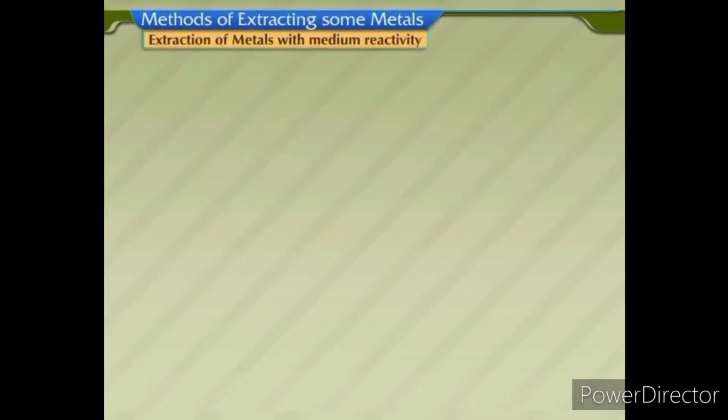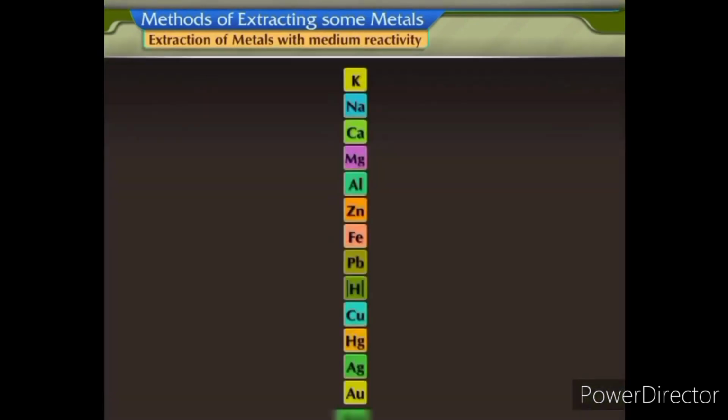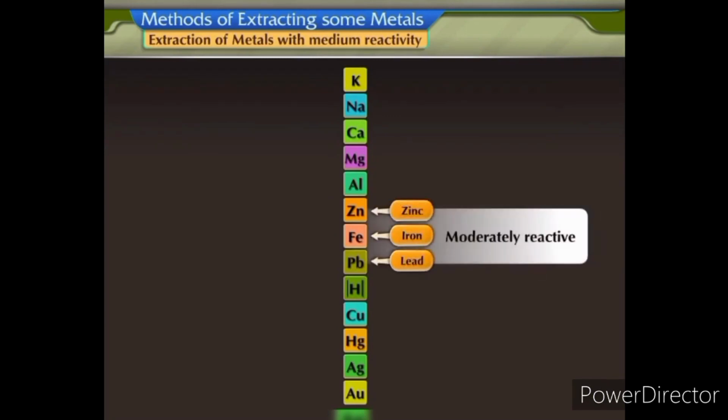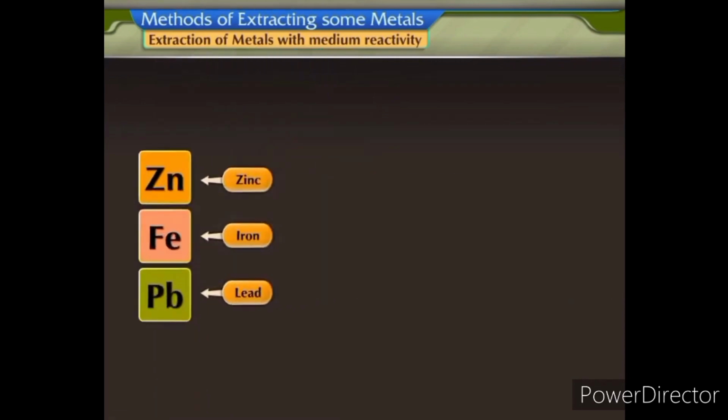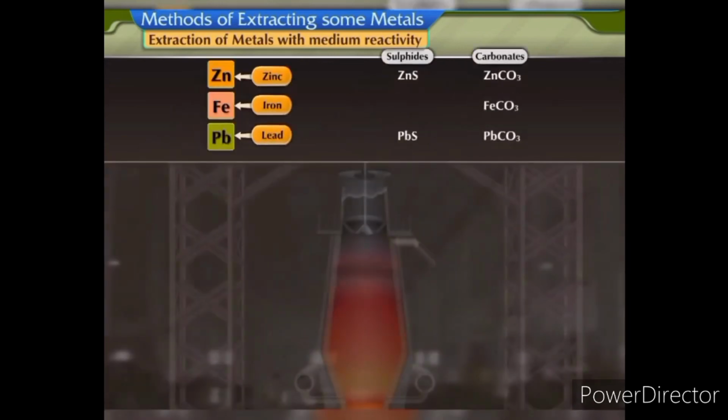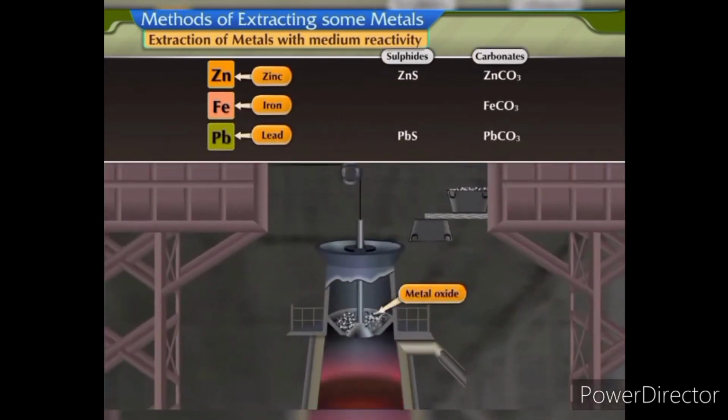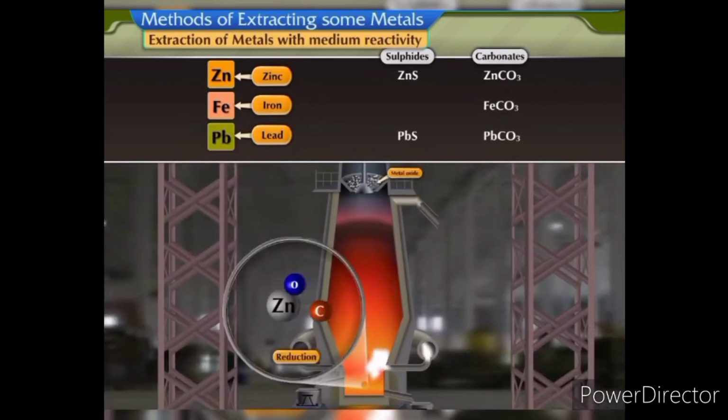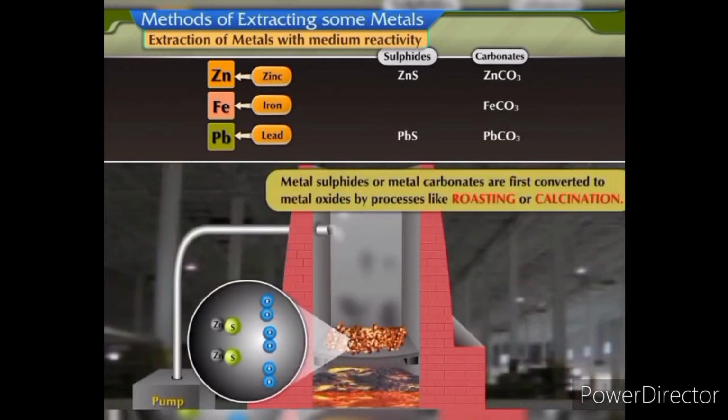Extraction of metals with medium reactivity. Metals placed in the middle of the activity series, that is zinc, iron and lead, are moderately reactive. These metals are usually present in the form of their sulfides or carbonates. It is easier to obtain a metal from its metal oxide by reduction than from its metal sulfides or metal carbonates. Therefore, metal sulfides or metal carbonates are first converted to metal oxides by processes like roasting or calcination.